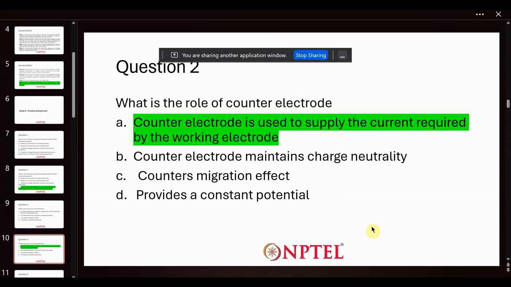So in order to measure the voltage, you obviously need current. So in order to have the system, that is how the counter electrode works. It supplies the current required for the working electrode.